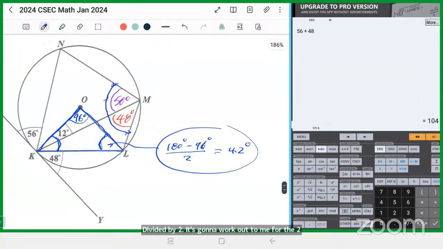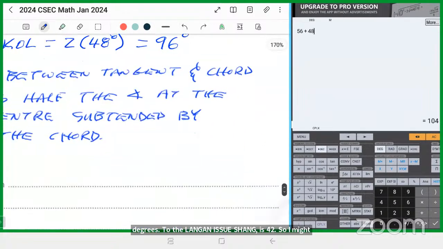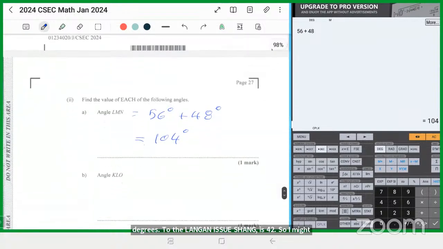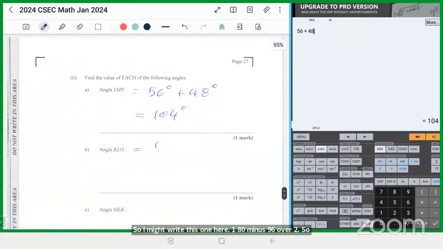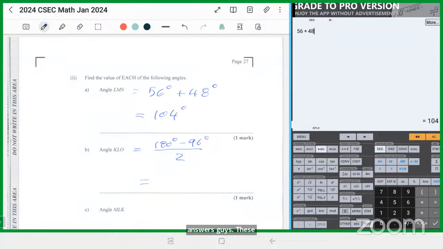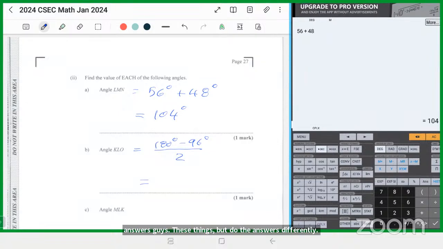So I might write this one there: 180 minus 96, over 2. So this will be equal to 180 degrees minus 96, divided by 2. There's never one way to get the answers, guys. If I do this another day, I get the answers different ways. If I do it 5 days, 5 different ways, I get the same answers. All right, 42 degrees.